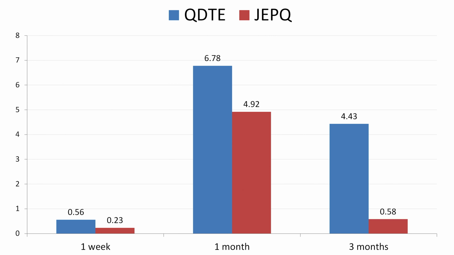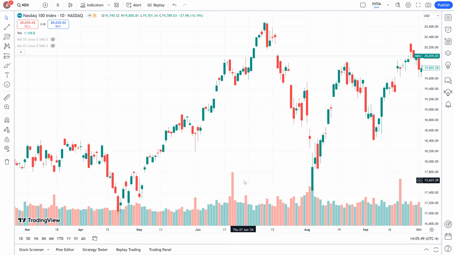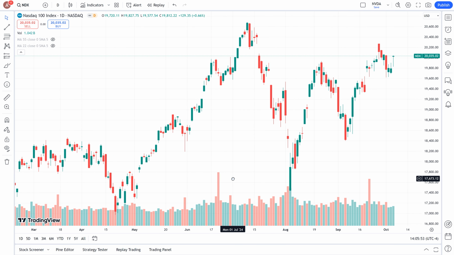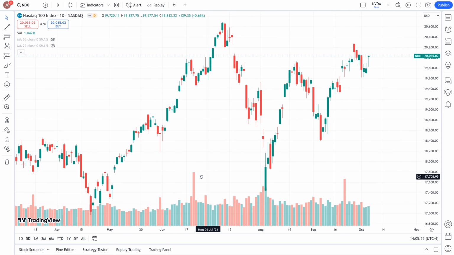When comparing the performance of QDTE and JEPQ, the verdict is not clear. QDTE is a new fund. For instance, for the 3-month period, QDTE outperformed JEPQ. Same thing happened on a 1-month basis. This is intriguing. Will this persist into the future? I don't know. In the last 6 months, Nasdaq 100 showed a lot of up and down volatile movements with a sideways pattern. This has benefited QDTE to a larger extent than JEPQ because of those zero DTE options. QDTE can underperform JEPQ if there are sharp daily upward movements of Nasdaq 100.